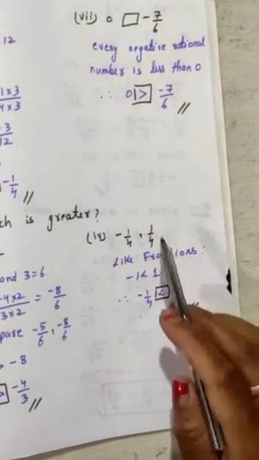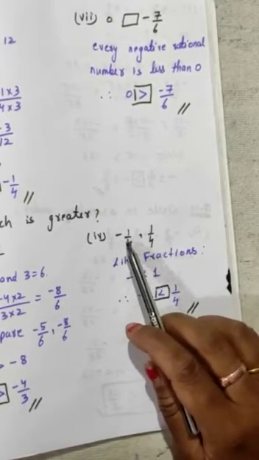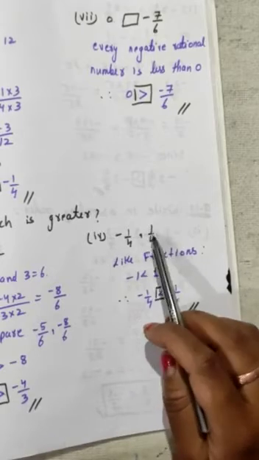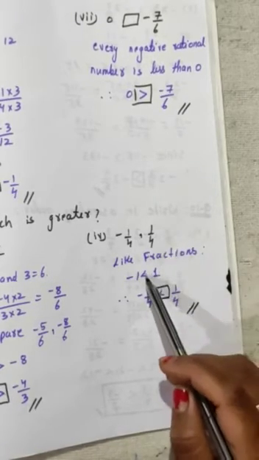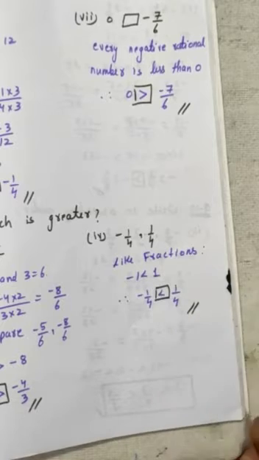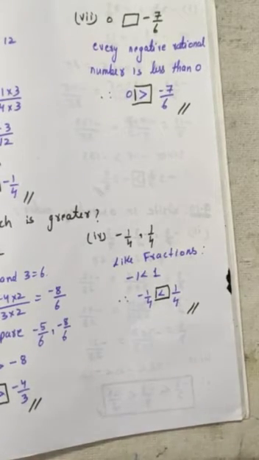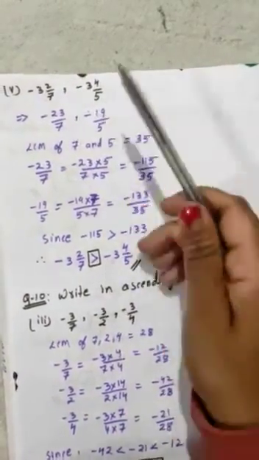Now the next one is minus 1 upon 4 and 1 upon 4. Now in this case already the denominators are same, they are already like fractions. So directly compare the numerators. This is minus 1, this is 1. So but obviously minus 1 is smaller than plus 1. So this sign will come. So one last part of this sum I'm doing which involves the mixed fraction.